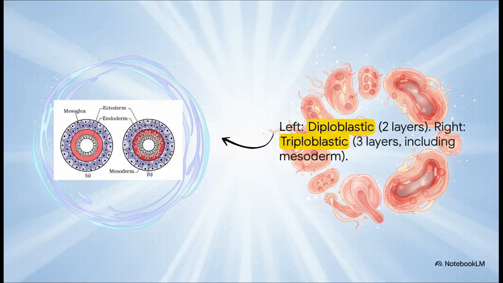And this picture just lays it out perfectly. On the left, you've got the simple two-layer diploblastic plan. But on the right, that's the triploblastic plan. See that red layer in the middle, the mesoderm?